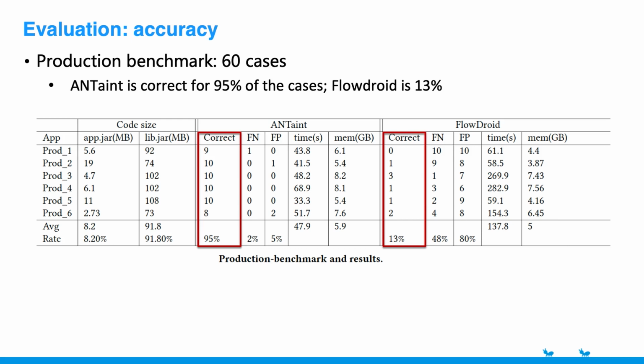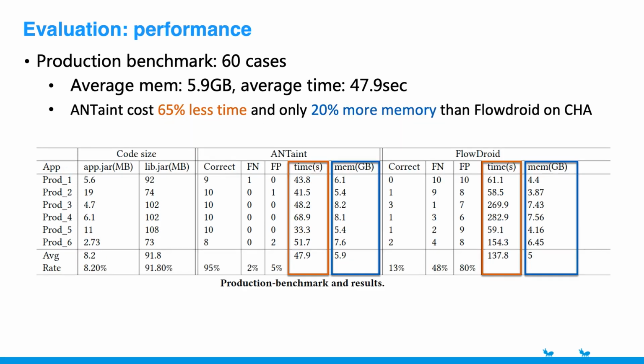We also collected a benchmark from real production systems. It contains 60 cases. The figure shows the result. ANTaint is correct for 95% of the cases. FlowDroid is only 13%.